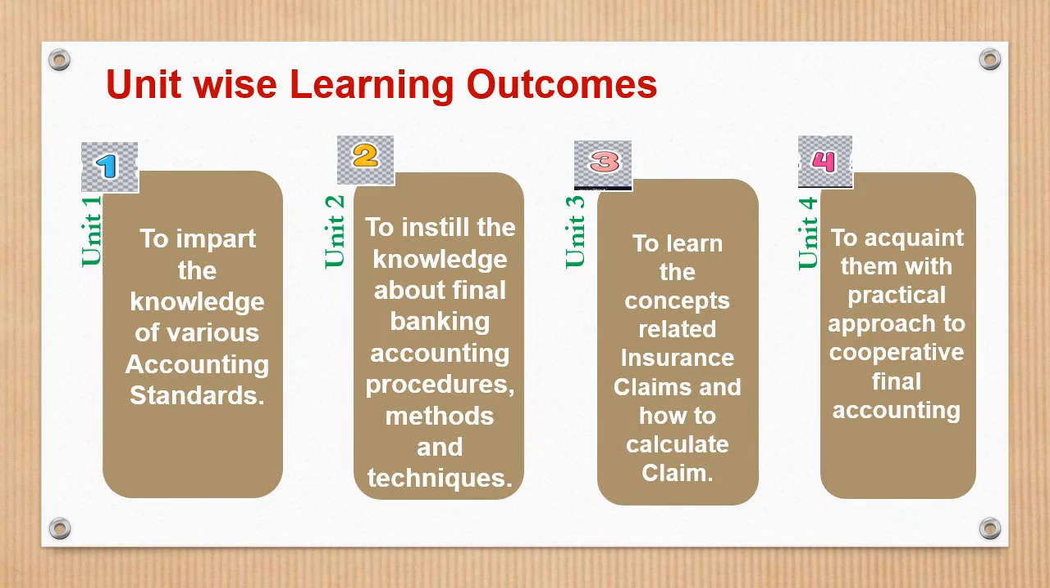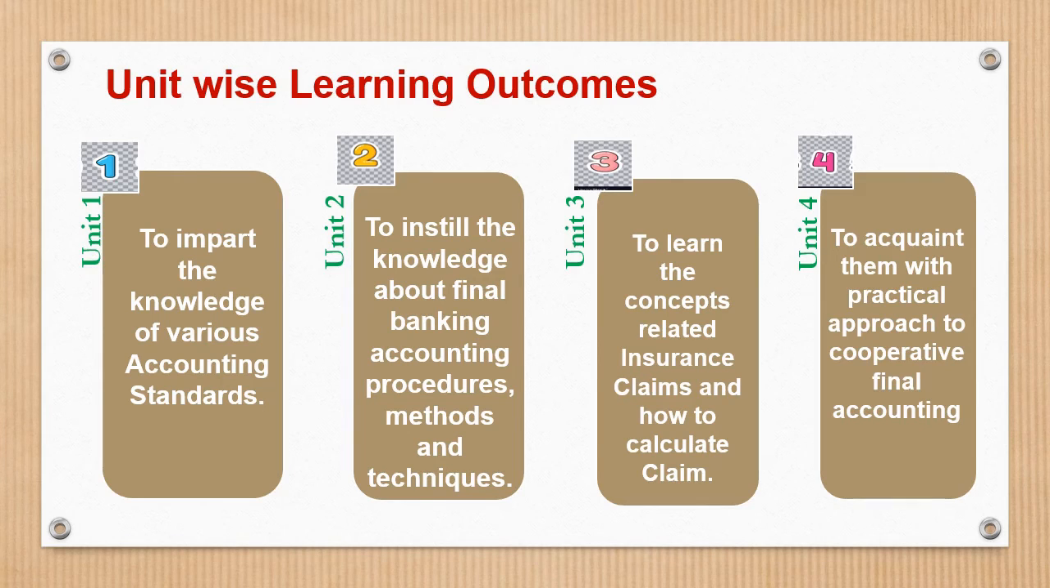Now we see the unit wise learning outcomes. So unit first, we learn to impart the knowledge of various accounting standards, that is accounting standard 3, accounting standard 7, accounting standard 17, accounting standard 25. These are the accounting standards we see, and to gain the knowledge about the accounting standards.